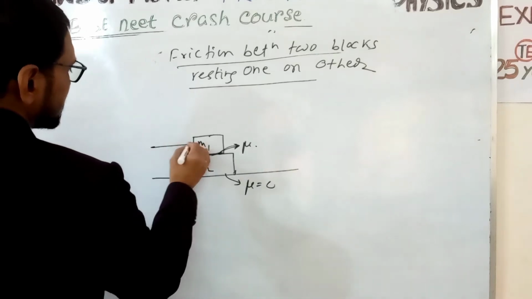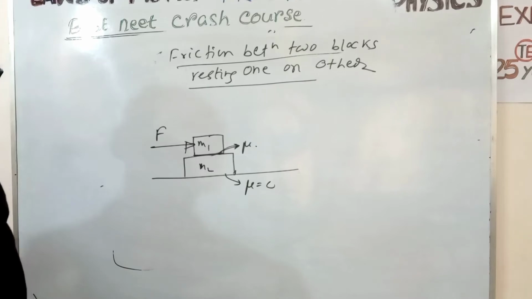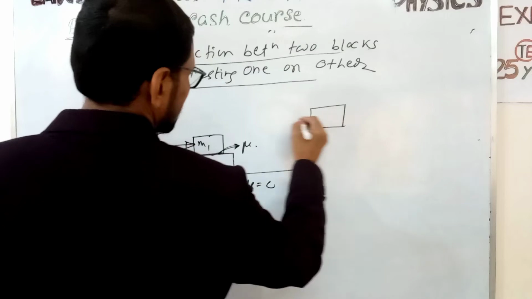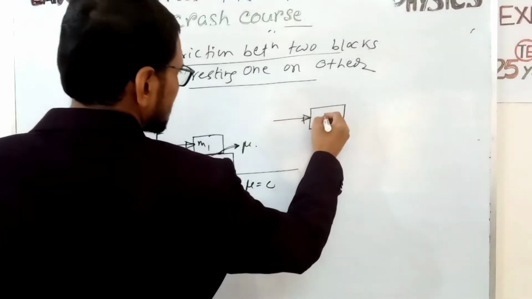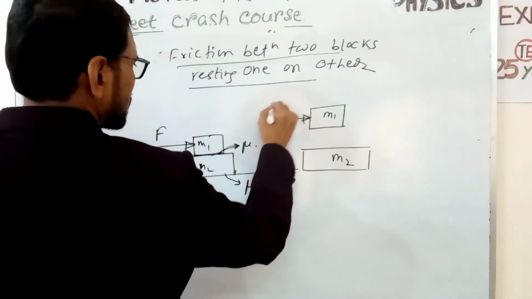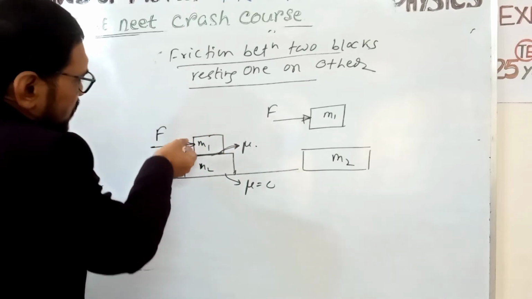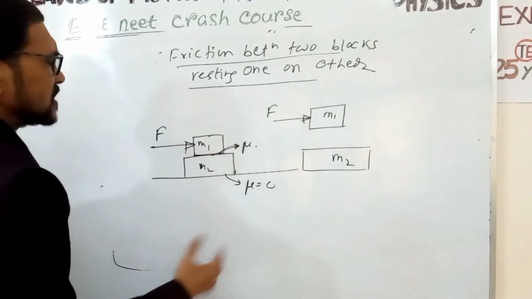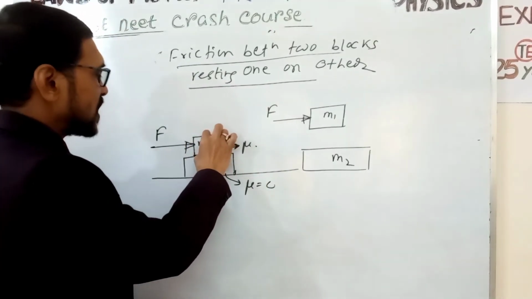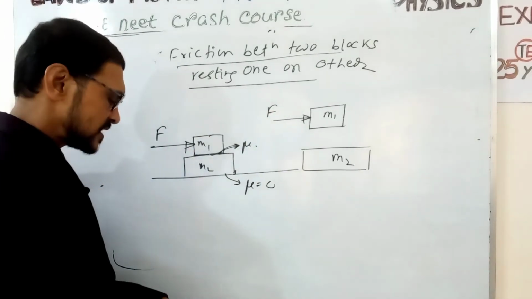Now if F is applied on this block, what happens? First draw the free body diagram. M1, M2, the external force acts in this direction. First this body tries to move over this surface. This is a general, practical concept. If a force is applied on this block, first this block tries to move, not this. First this block tries to move along this direction.